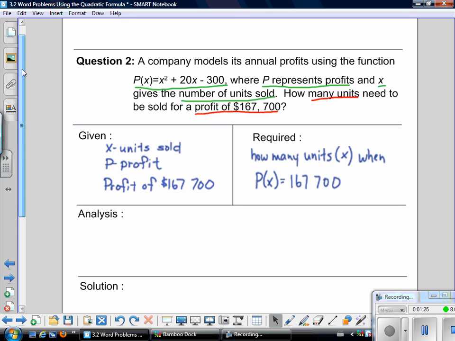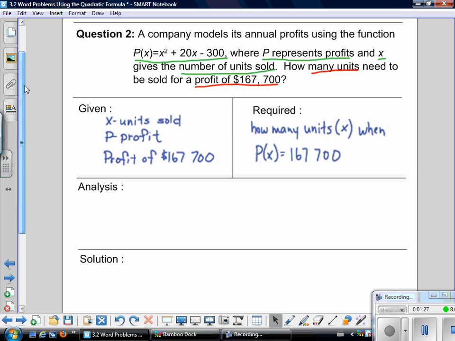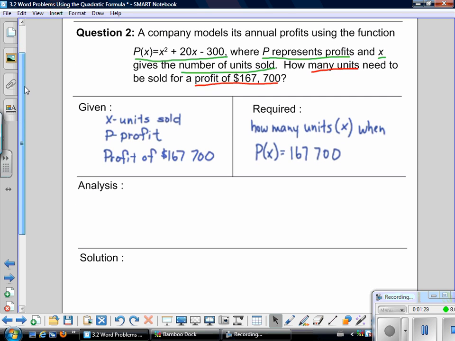Okay, now for analysis, we're not going to jump right in and do the quadratic formula or anything like that. We're going to take the information we know. So we have our formula P of X, but we also know from what's required that we want our profit to be this amount of money. So we're going to replace in our formula the P of X with this number. So that's the first step that we're going to do.